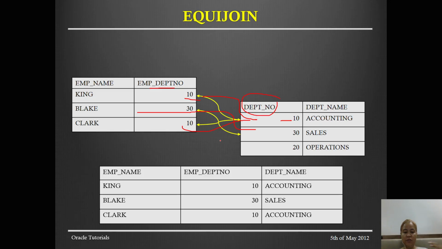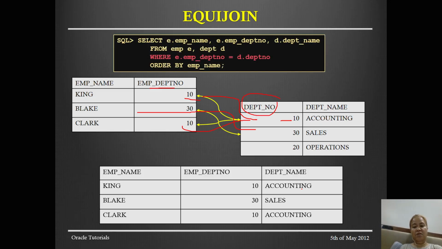Kagaya rin nito, nung siya'y pinagsama natin, halimbawa magki-query tayo. Si King, na may employee department number 10, ay nasa department ng accounting. Ito namang si Blake, na may employee department number 30, ay nasa department ng sales. Same with Clark. So, paano natin gagamitin?